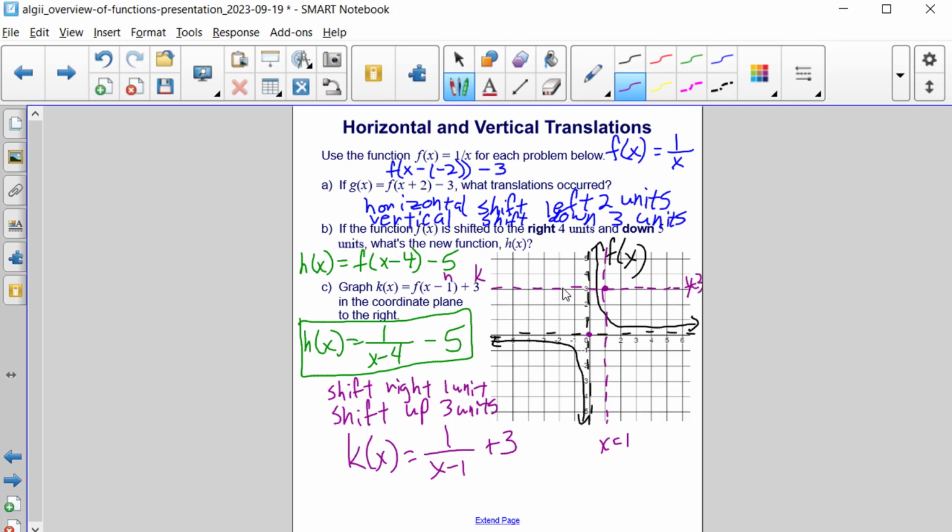So again, the quickest and easiest way to graph this new function is to take that center point and shift it according to our h and k values, and then redraw the parent function. So it's going to look something like this when we finish regraphing it. So this is our k of x.